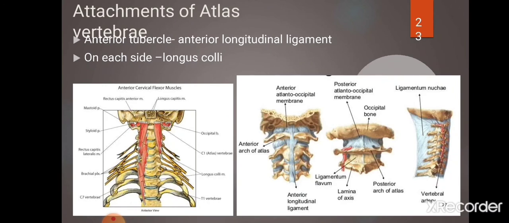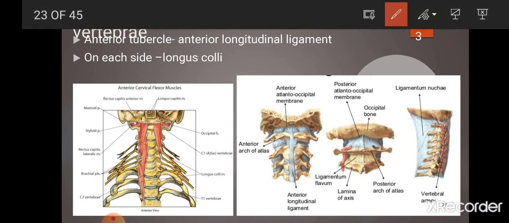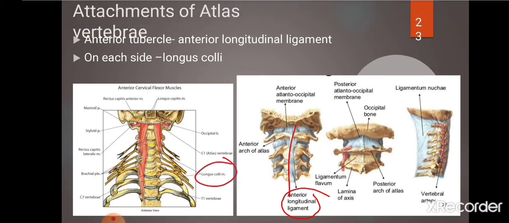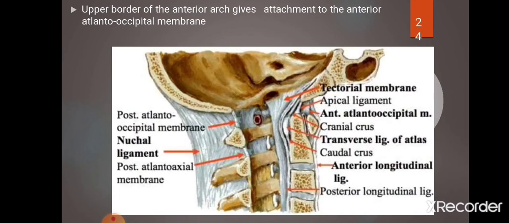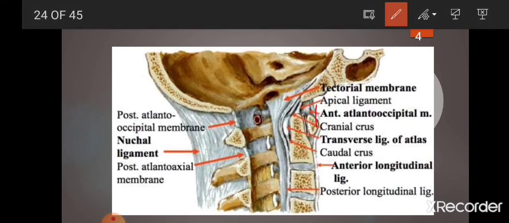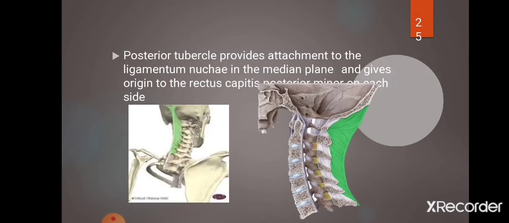Now the attachments of the atlas vertebra. On the anterior tubercle, we have the attachment of the anterior longitudinal ligament. As we can see in the diagram, this is the anterior longitudinal ligament. And on each side, we have the longus colli muscle, which we can see in the diagram. Then the upper border of the anterior arch gives attachment to the anterior atlanto-occipital membrane. Here we can see the anterior atlanto-occipital membrane on the anterior arch. And on the posterior tubercle, we have the attachment of the ligamentum nuchae. This is also clearly visible.